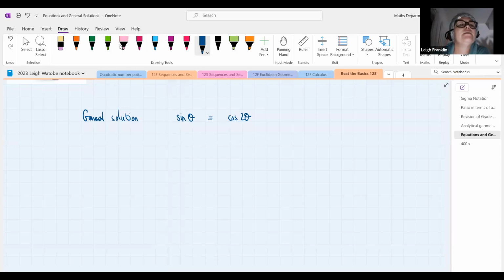Actually, hang on a second. Let's change that, because that's an identity. Let's make it cos 3 theta. What would we do in a situation like this?